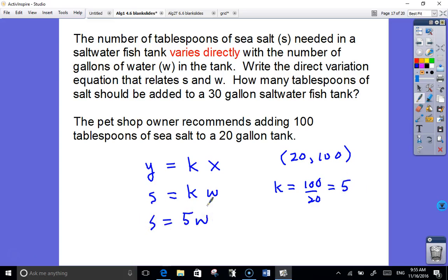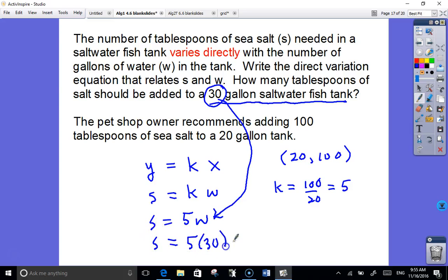Okay, now they want to know how many tablespoons of salt should be added to a 30-gallon saltwater fish tank. What do I do with the 30? You plug it in right there, right? So yes, you times it by 5. 5 times 30 is 150. 150 tablespoons of sea salt.